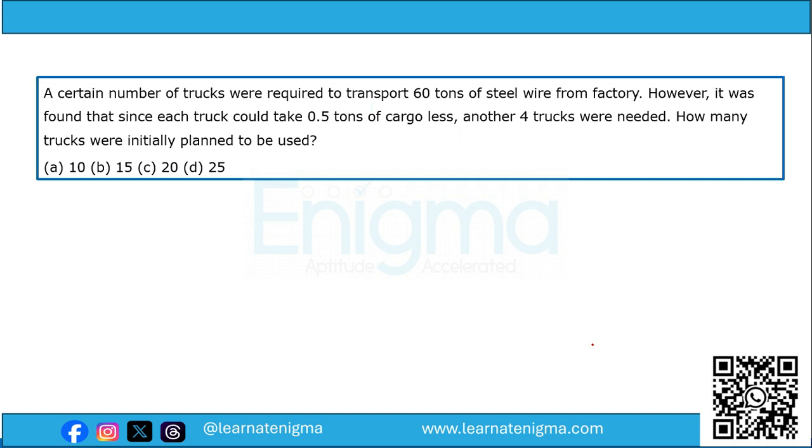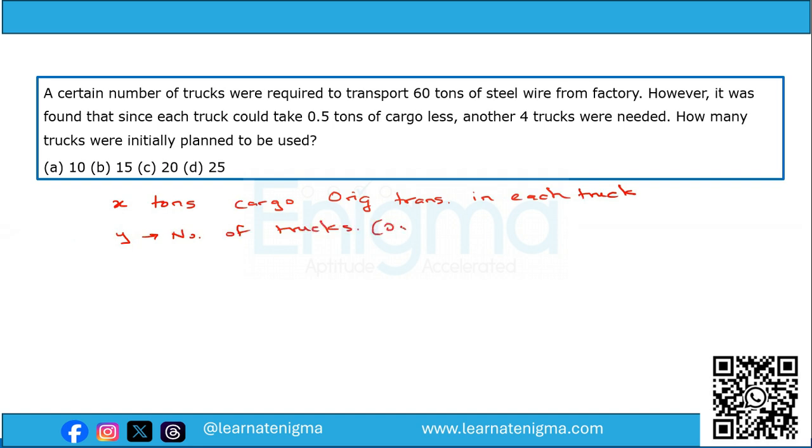Okay. Now let's assume that x tons of cargo was originally supposed to be transported in each truck. Now let's assume the original number of trucks as y. So therefore, we can get a very simple equation that xy is equal to 60.